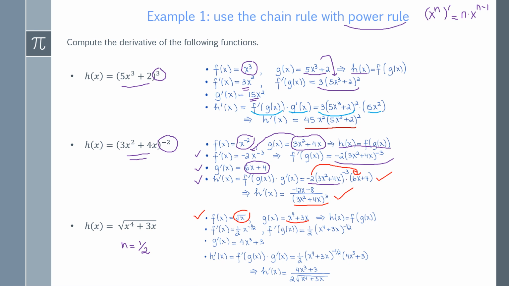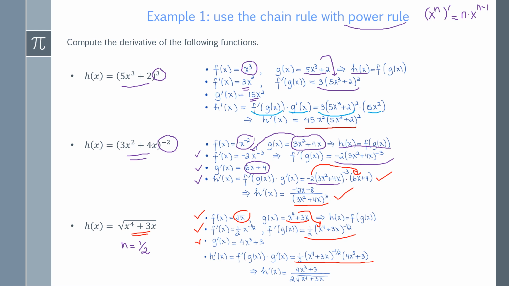Okay. Then we compute the derivative of the outer function, so that would be 1/2 x to the negative 1/2. Okay, and evaluate this function at g of x. In our case, g of x is this quantity right here, so we are plugging that expression everywhere we see x. Okay, then g prime, so that would be the derivative of the inner function, is 4x cubed plus 3. And then the last step is putting it all together as the product. Okay, so there it is.